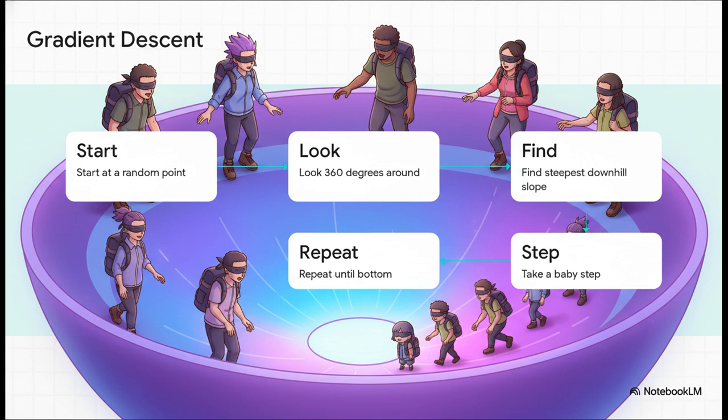Once they find it, they take a tiny baby step in that direction. Then they stop, feel around again for the new steepest slope, and take another step. By repeating this loop over and over, the algorithm steadily walks down the error hill until it settles at the lowest possible point, the optimal prediction rule.